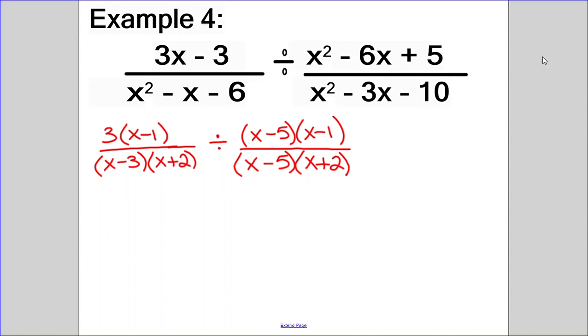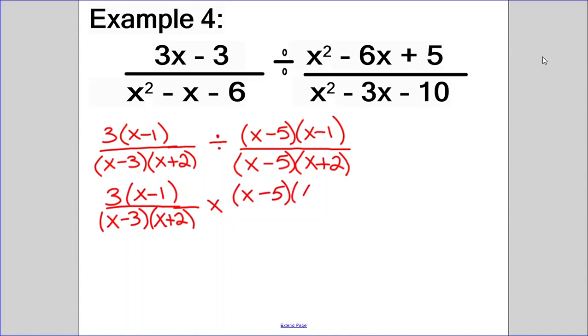Now I'm going to flip my term, okay? So I'm going to skip my first term, flip my second term. So 3 times x minus 1 over x minus 3 and x plus 2. I'm going to change this to a multiplication. x minus 5, x plus 2, all over x minus 5 and x minus 1. So I flip my second term.